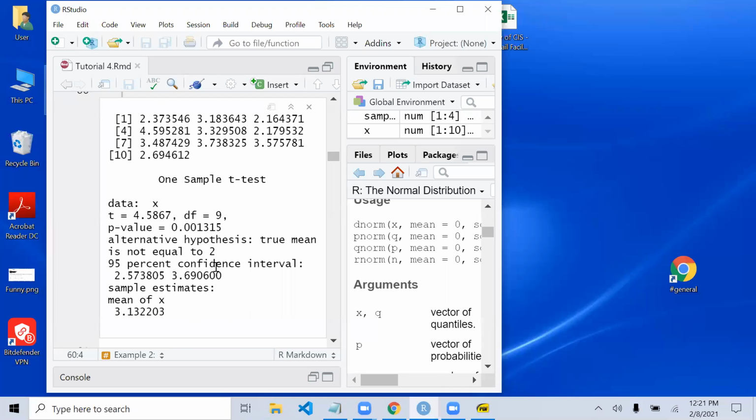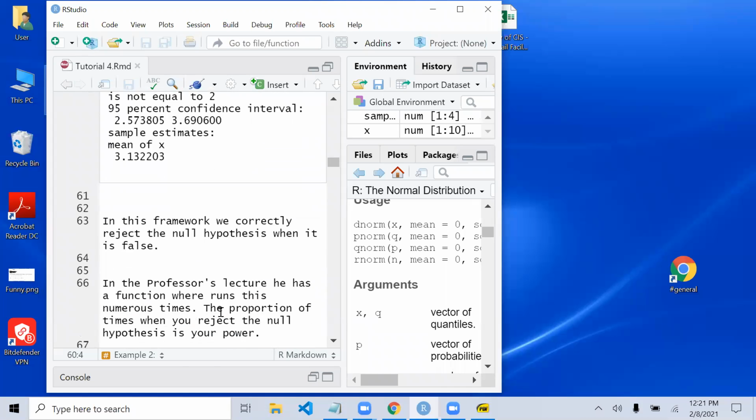So what you actually have is that at the p level, I have 0.01315. So it's going to lead to a correct rejection of the null hypothesis when it's actually false. We know it's false because we sampled in that way. But obviously there's a proportion.